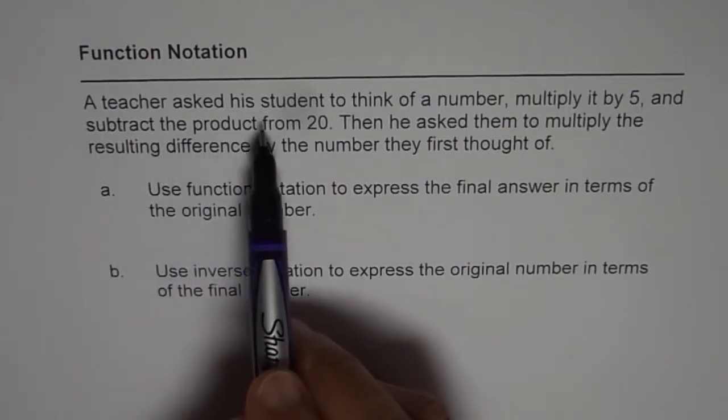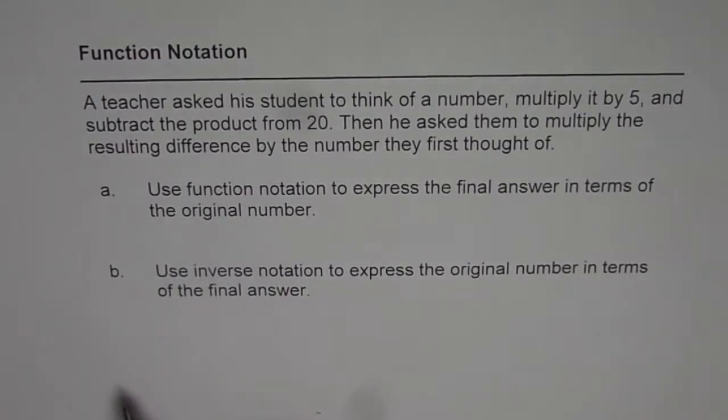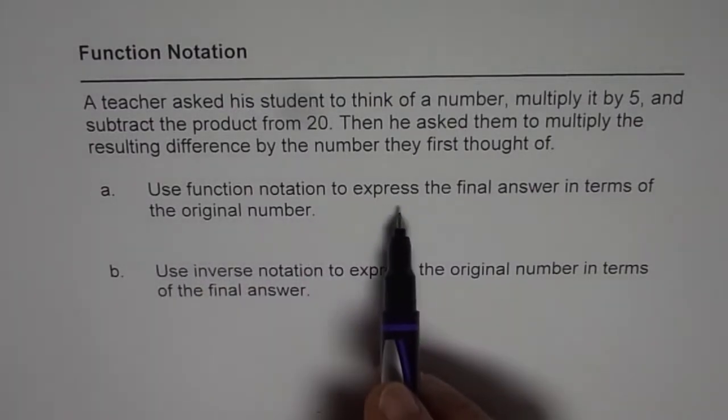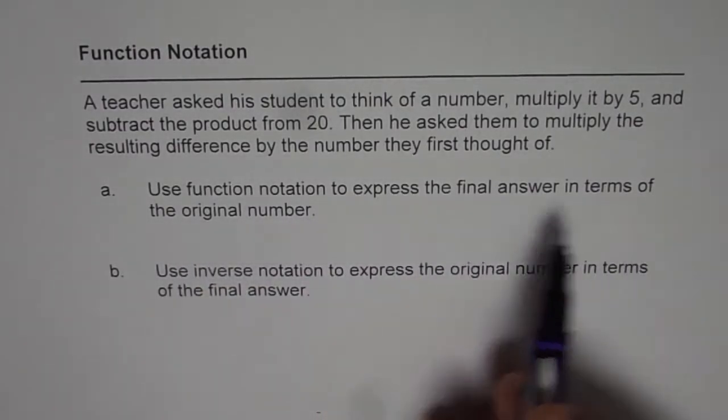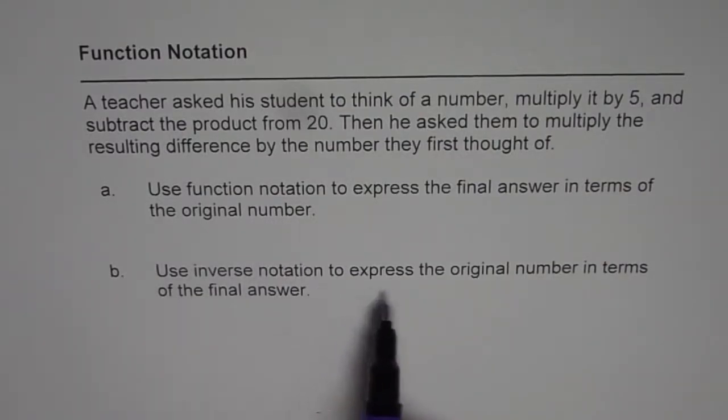A teacher asked his student to think of a number, multiply it by 5, and subtract the product from 20. Then he asked them to multiply the resulting difference by the number they first thought of. Use function notation to express the final answer in terms of the original number. Use inverse notation to express the original number in terms of the final answer. You can pause the video, answer the question, and then look into my suggestion.